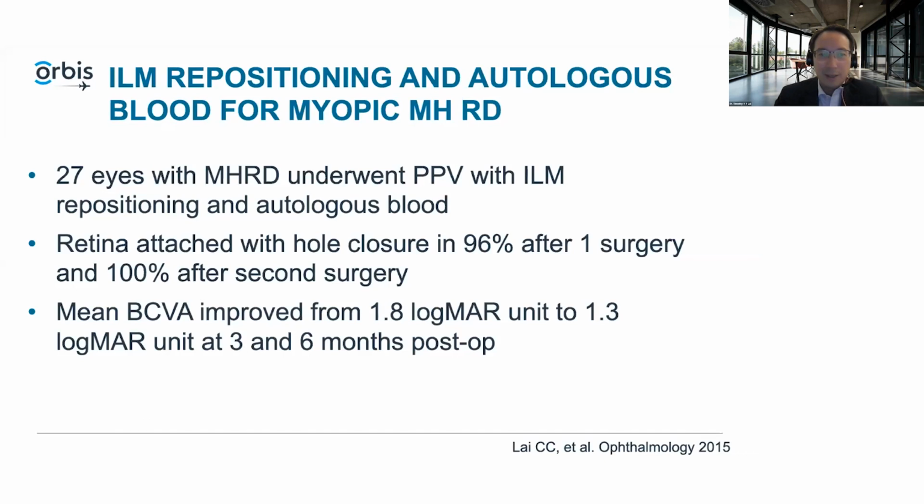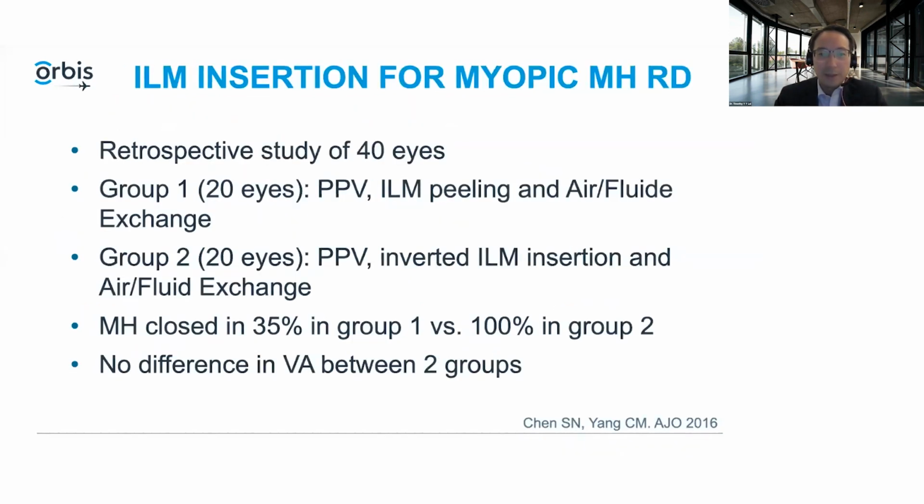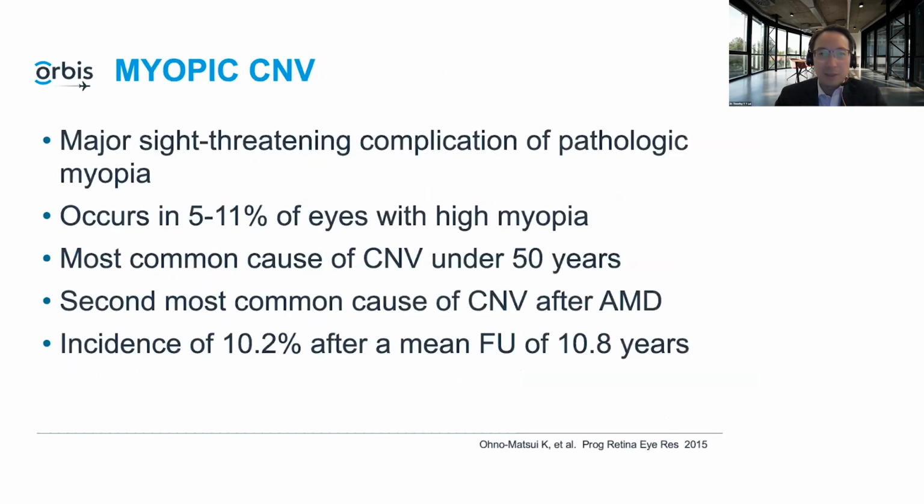atrophy. Another study used ILM repositioning, putting the ILM as a scaffold over the macula and then using some autologous blood, and they found a bit of visual improvement. Here, another study with inverted ILM insertion had about a 100% success rate, compared with only about 35% without ILM insertion. So you can see it is still quite controversial what kind of procedure should be performed, but nonetheless, generally we perform vitrectomy, membrane peeling, and gas injection for these myopic macular hole cases.